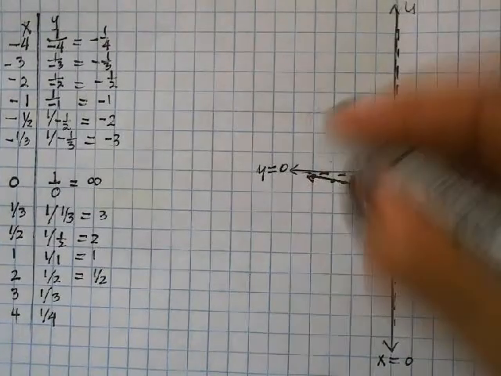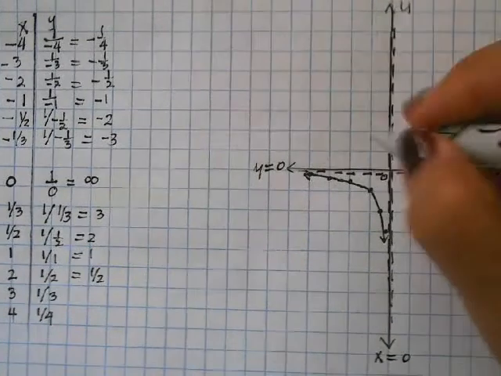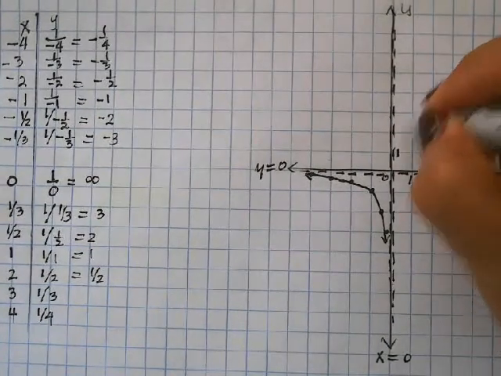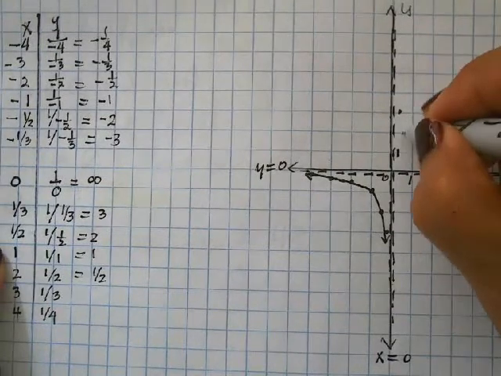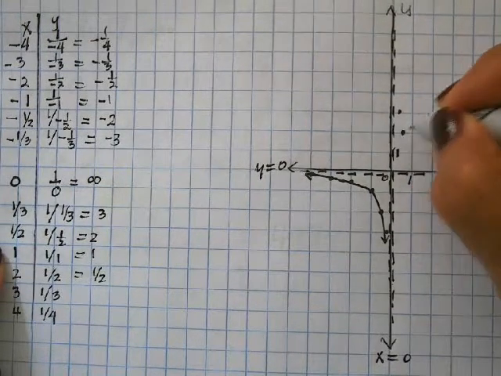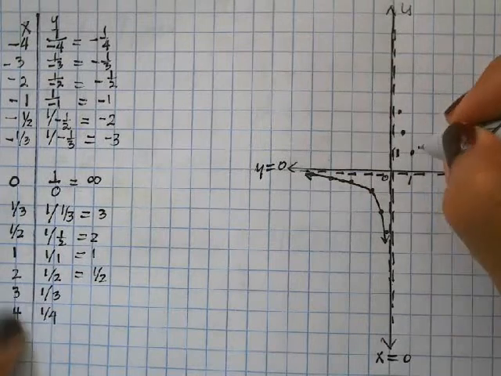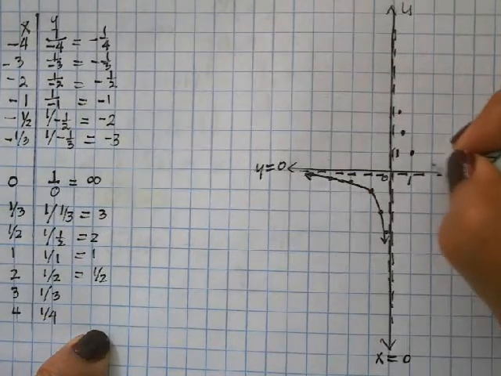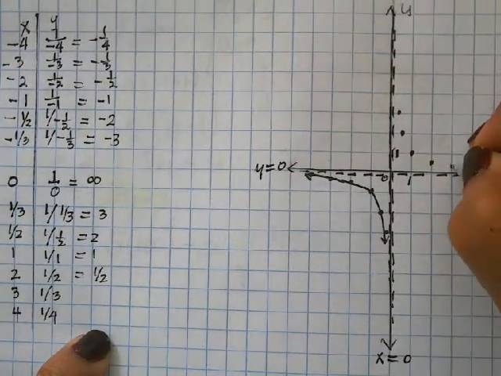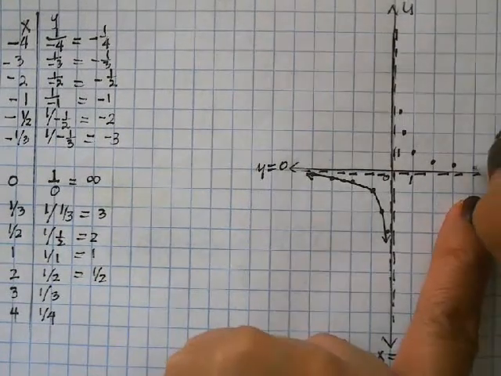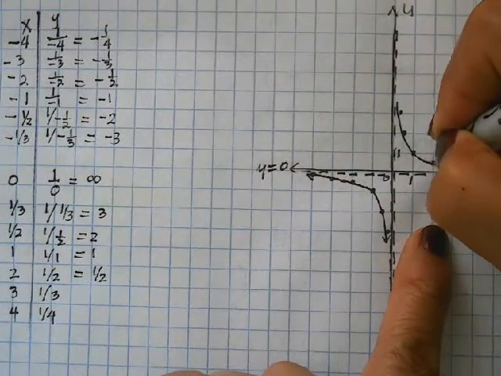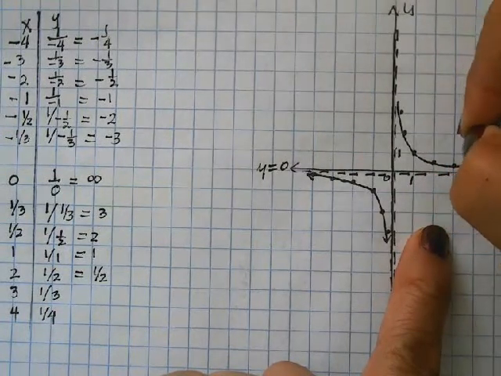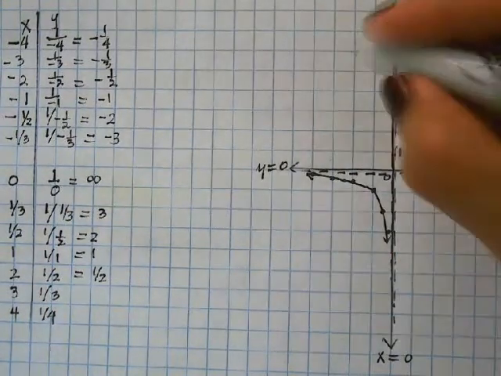So when x is positive 1/3, it's 3. 1/2 is 2, 1 is 1, 2 is 1/2. And then we are now getting closer to 0 again, okay? So this is your graph. We will approach the two asymptotes.